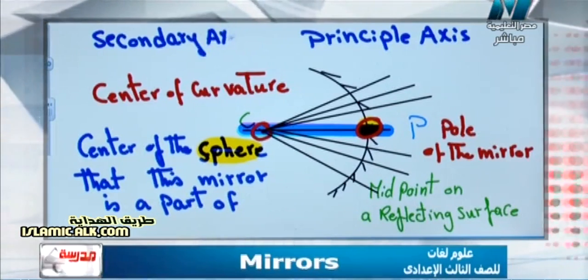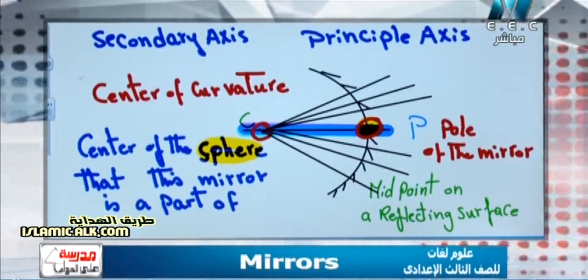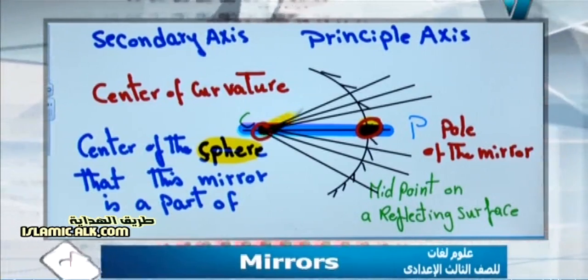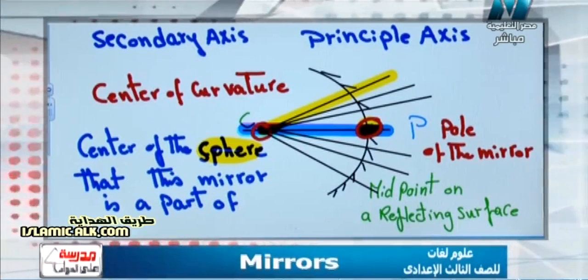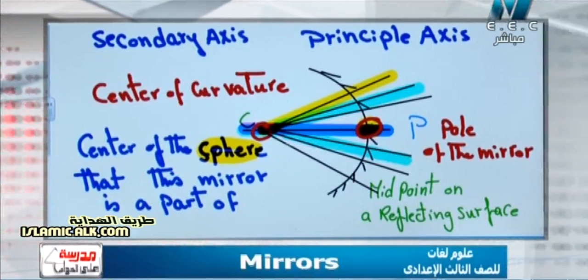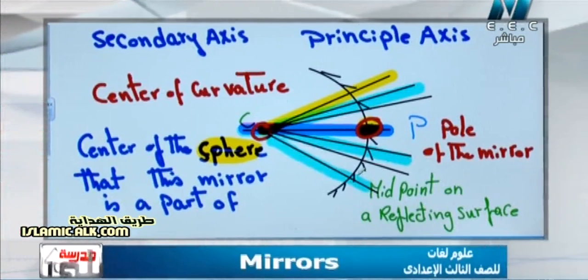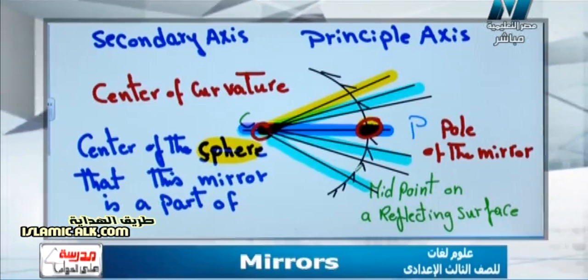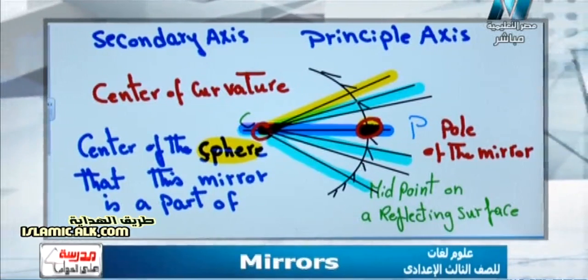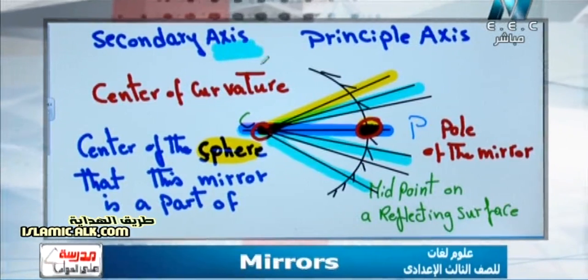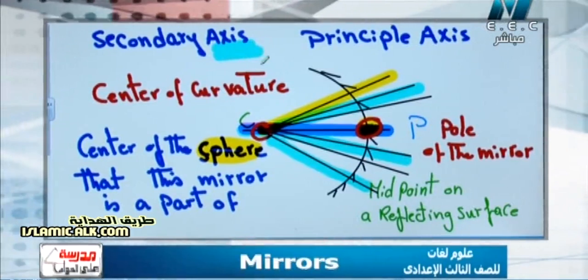I say to him, what is it? It is a straight line. How? A straight line connects between C and any point on the mirror except P. So how many secondary axes? We have uncountable secondary axes. Infinite number of secondary axes. Why? As a definition.